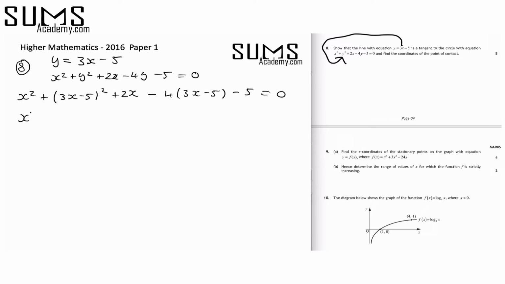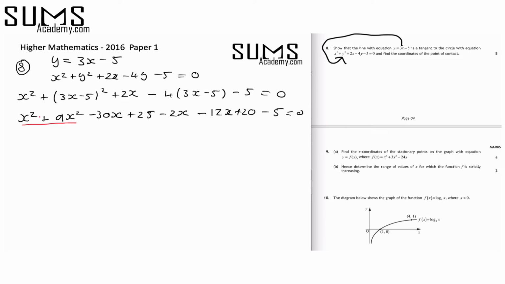Okay, so x squared plus, square the first term, which is 9x squared, then times the two terms together, so 3 times 5 is negative 15, and then double them, so that's negative 30x. And then square the last term, that's plus 25, and then again 2x, then minus 4 times 3x is going to be 12x, then minus 4 times minus 5 is going to be plus 20, and this is going to be minus 5 equals 0. Alright, now this is just a case of tidying it up.